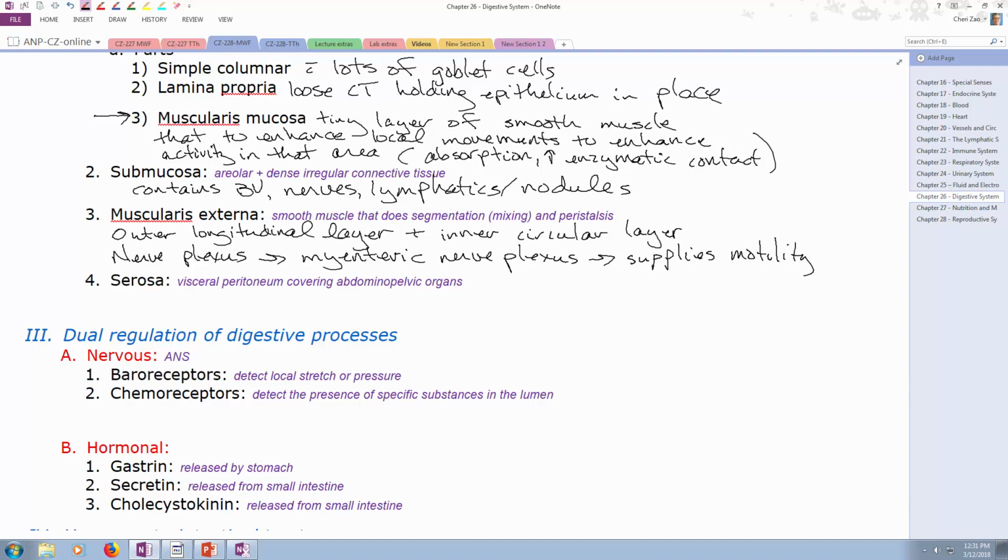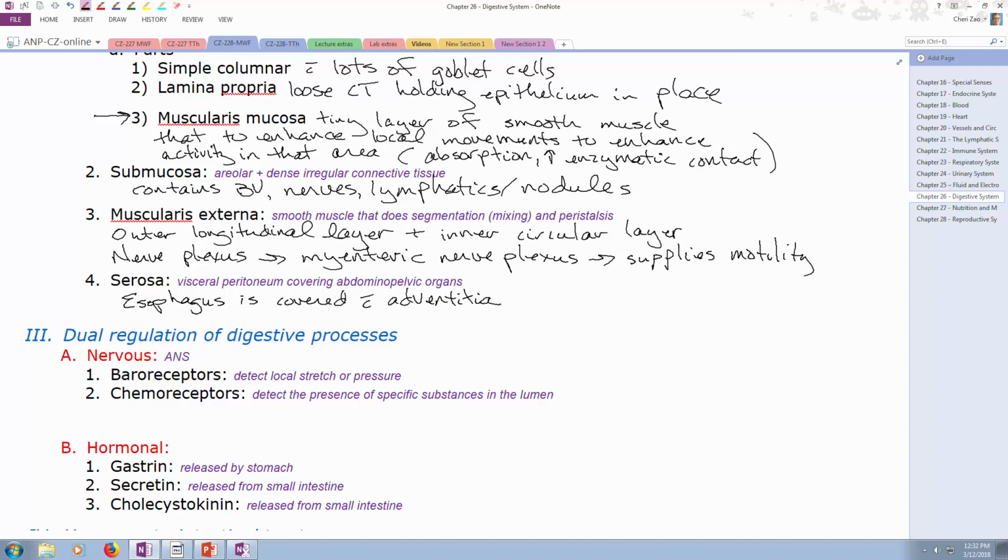So realize serosa is for those things within the abdominal pelvic cavity, and with our esophagus, for example, that is covered with adventitia. That is the same thing for the other structures in the mediastinal area. You guys remember what mediastinal or mediastinum is? That's the area in between the lungs.